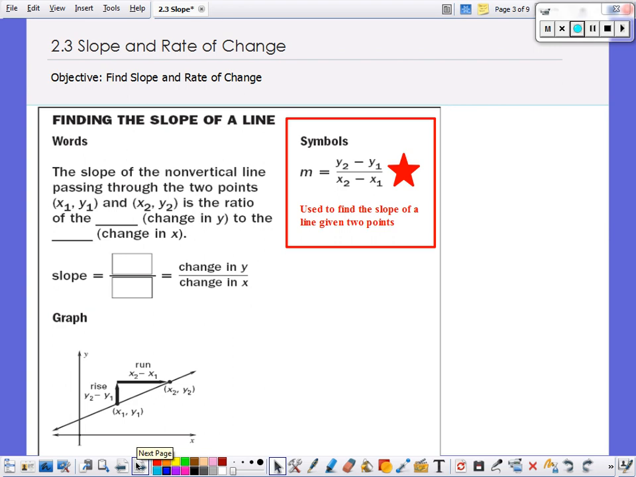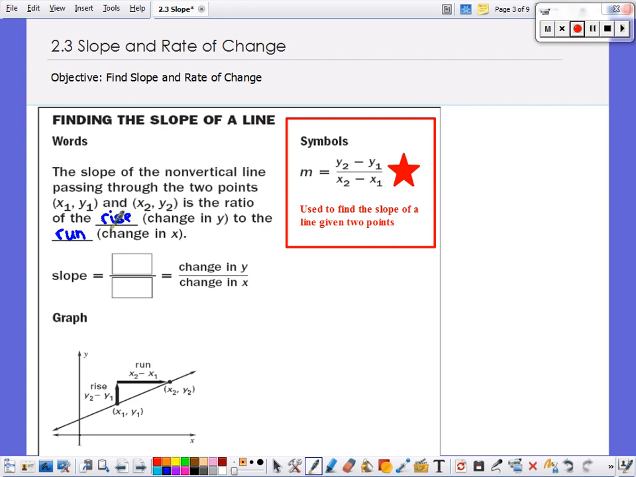Let's talk a little bit more about the formula to find slope, specifically given 2 points. And so what we have here is the slope of any non-vertical line, because remember the slope of a vertical line is undefined. So I can't find the slope of something that isn't defined. So that's what they mean by non-vertical line passing through any 2 points. So here's an ordered pair, and here's an ordered pair. Is the ratio of the rise, change in y's, to the run.